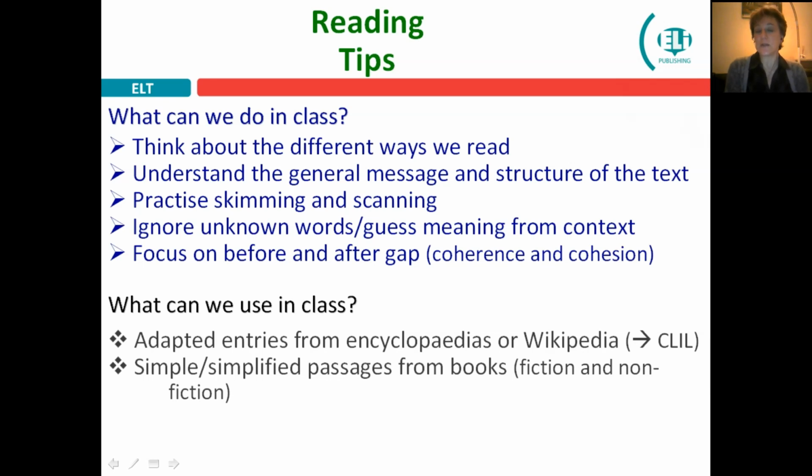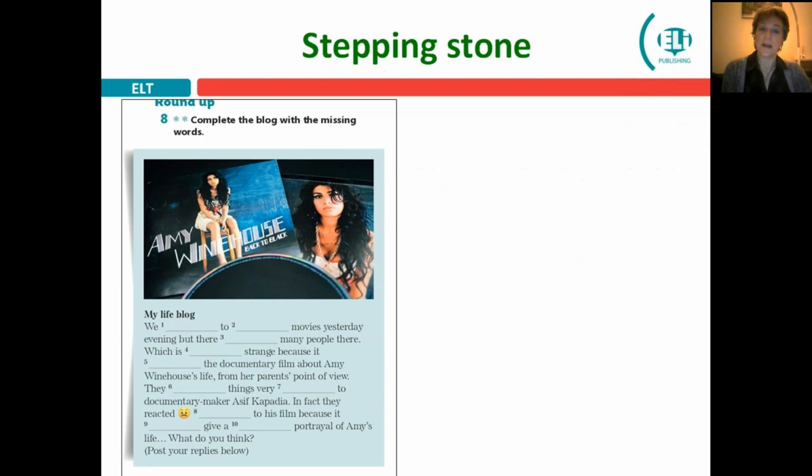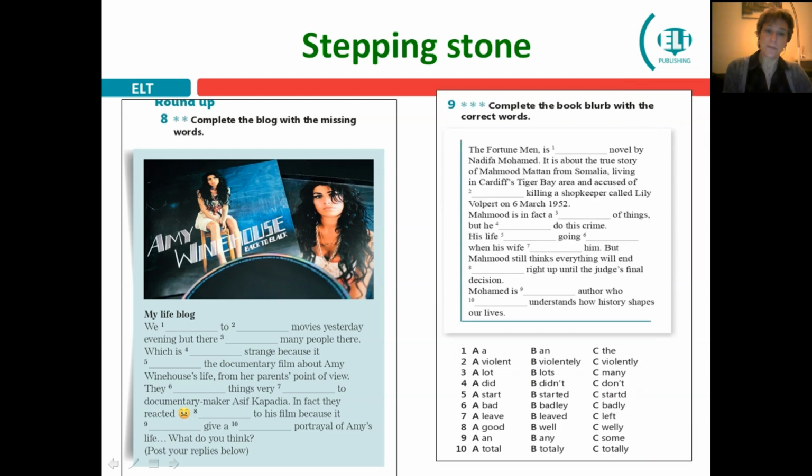What can we use? Any adapted entries from an encyclopedia or Wikipedia, so we're feeding into CLIL. Or any simple or simplified passages from books. So once again, graded readers. Ellie has lots of wonderful graded readers, both fiction and non-fiction. And here is an idea for a stepping stone. It's a very simple blog, and there are some missing words, and you can get the students to guess the words.